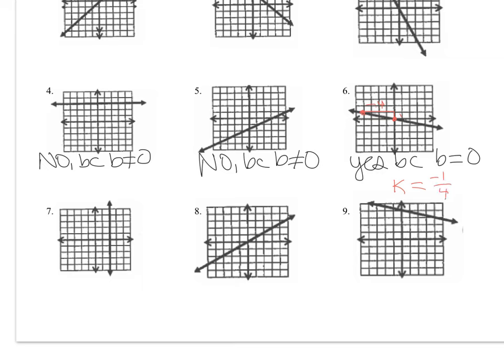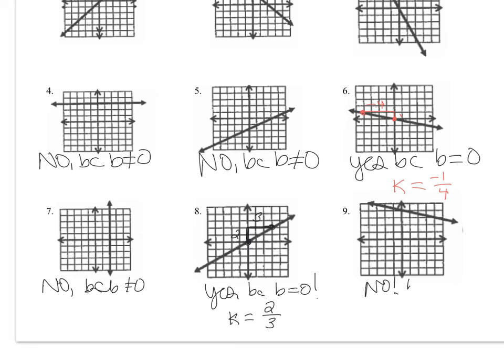So let's look at the next one. 7. Is it a direct variation? No. Why? B does not equal 0. How about number 8? Well, yes, because it passes the origin. B equals 0. So because we said yes, we now have to find k. K is the same thing as slope. How do we find slope? Rise over run. So I rose 2, I ran 3, so 2 over 3. And the last one, is it a direct variation? No. Why? Because b does not equal 0.